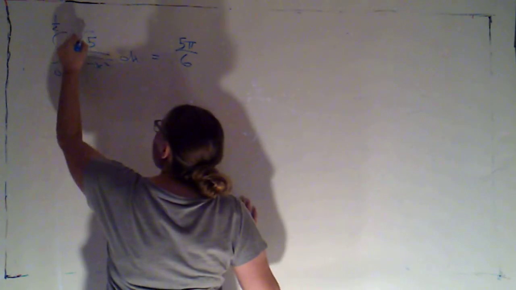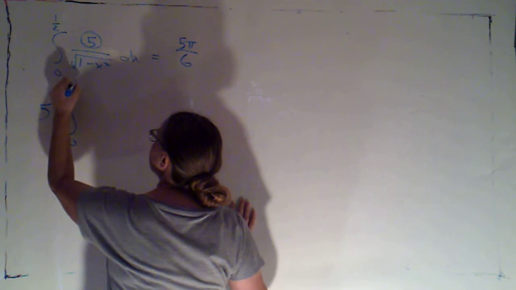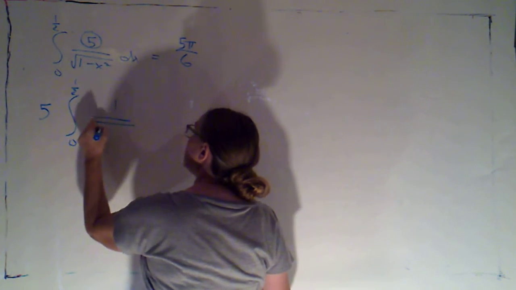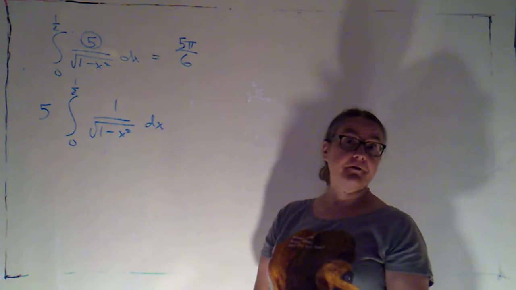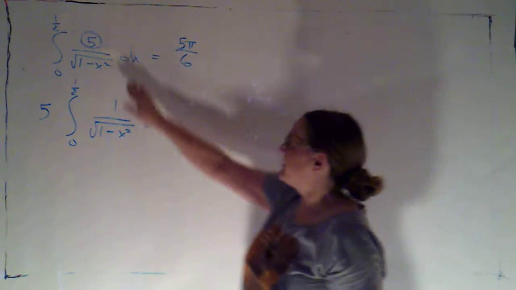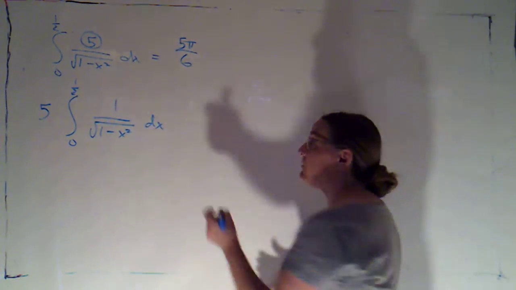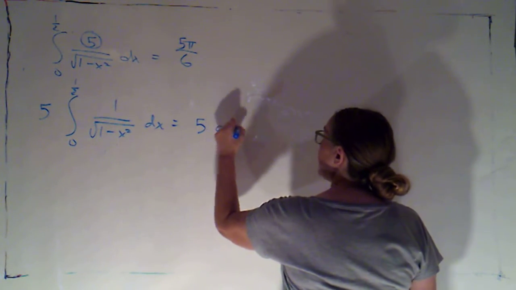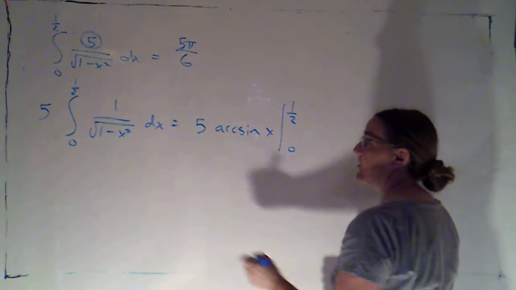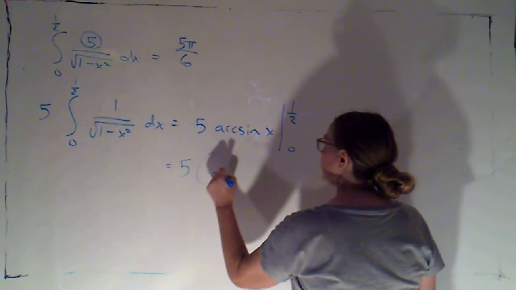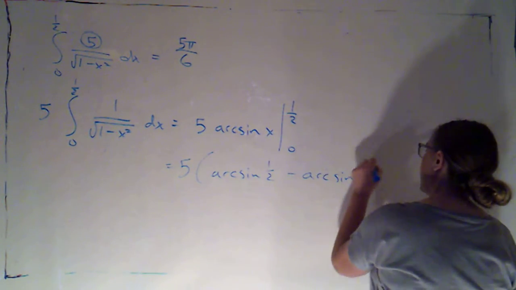First thing I'm going to do is that 5 is a constant. Just going to factor it out. This is 5 copies of the integral from 0 to 1/2 of 1 over root 1 minus x squared dx, because that's the formula for the derivative of arc sine. The 5 is not part of the formula. This is. So now I can just say, oh, that's 5 times arc sine of x evaluated between 1/2 and 0. So that's going to be 5 times arc sine of 1/2 minus arc sine of 0.